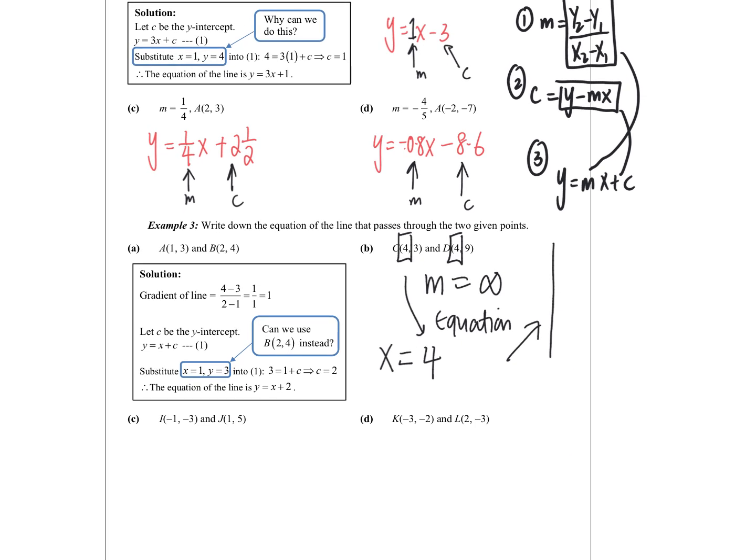Okay, next one. This one, part C, what's the answer? 4x plus 1. This one. Okay, part D is y equals to 1/5 x. Okay, so can you copy down the correct answers? Make sure you get the right thing.